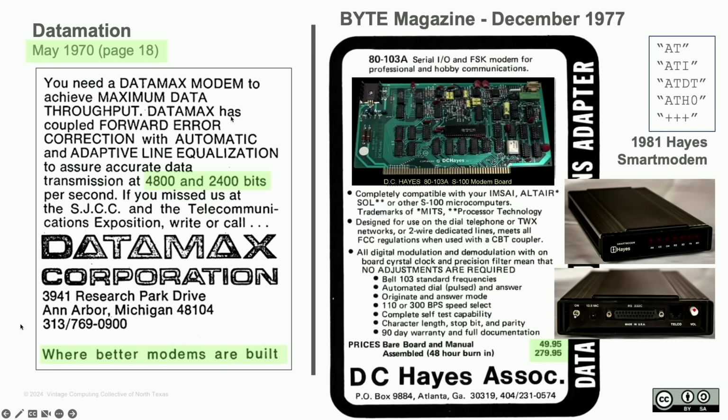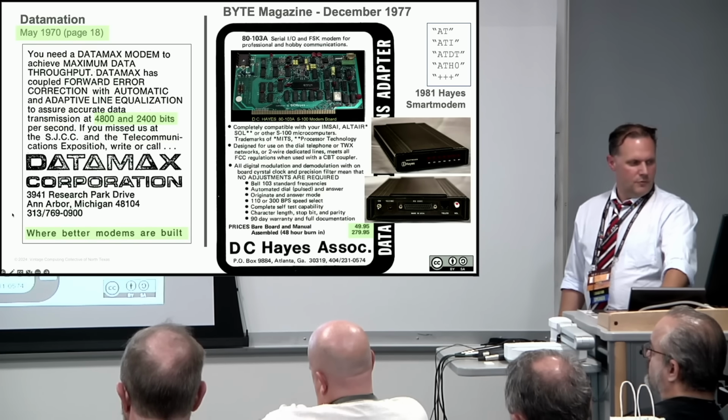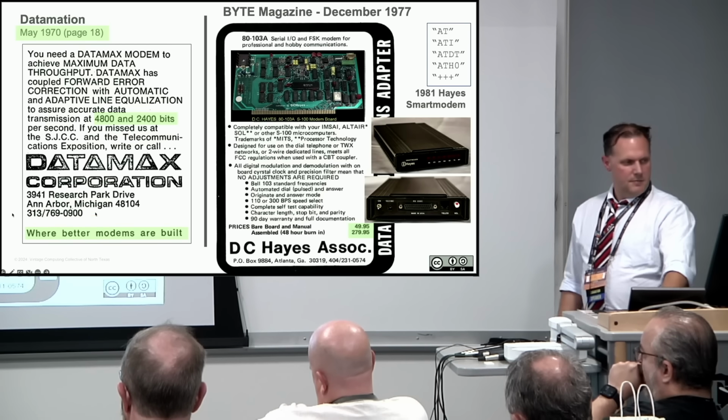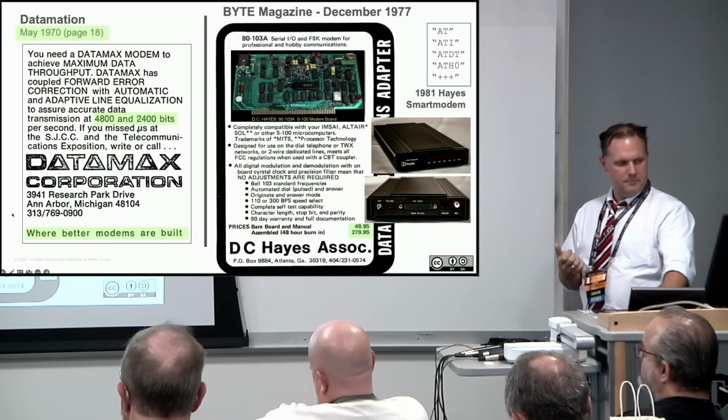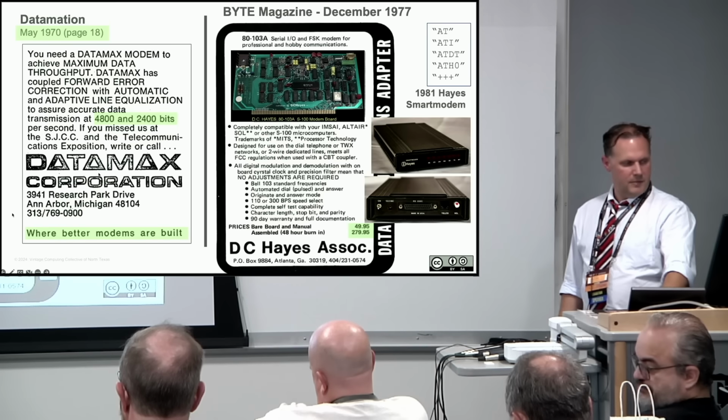Now in 1970, Datamation calls out faster modems by this company called Datamax. I've not been able to find any one of these. I don't know if that company exists or what else they made, but they're offering 4,800 baud and 2,400 baud modems. Prices aren't on here, but out of Michigan, they say better modems are built. But that kind of speed, at least at the commercial level where you're just sending high-speed data between computers, this was an early modem that was available.